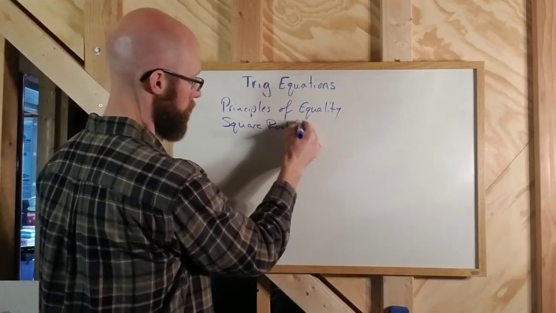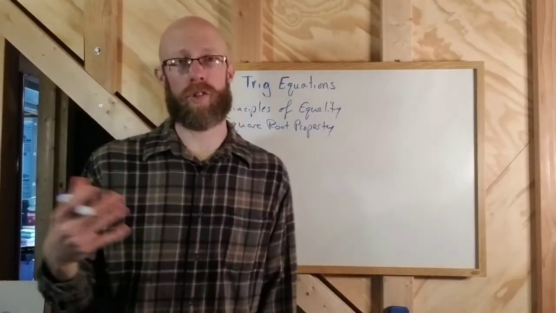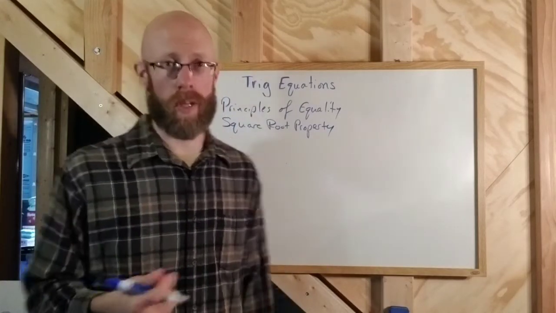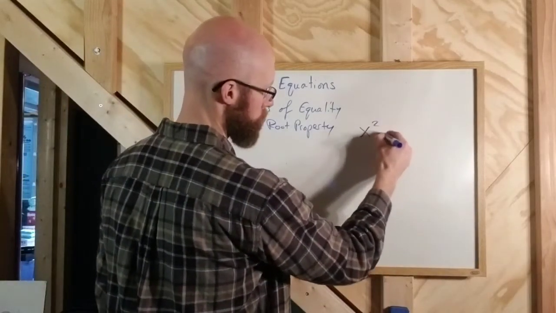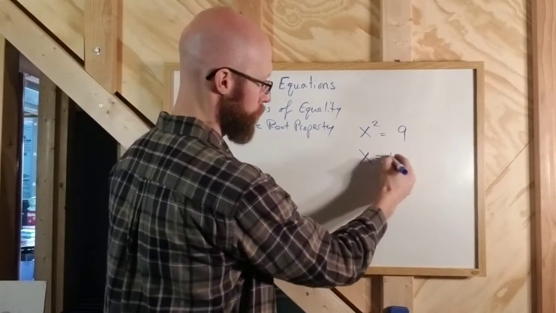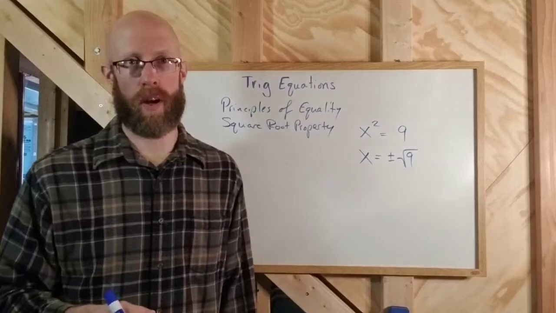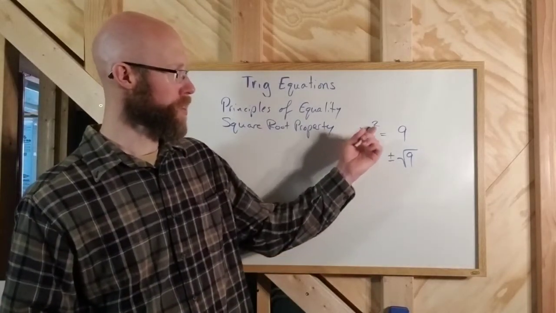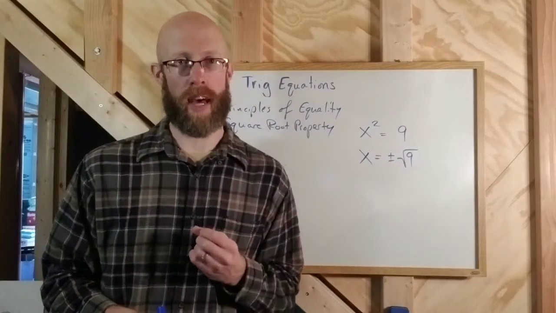We also have something called the square root property, right? Some people call this taking the square root of both sides, although that's kind of technically not what you're actually doing. The square root property is, if you had something like x squared equals 9, then x is equal to plus or minus the square root of that 9, or 3, right? And so the square root property says if you have x squared equals a number, then x is the positive or negative square root of that number.